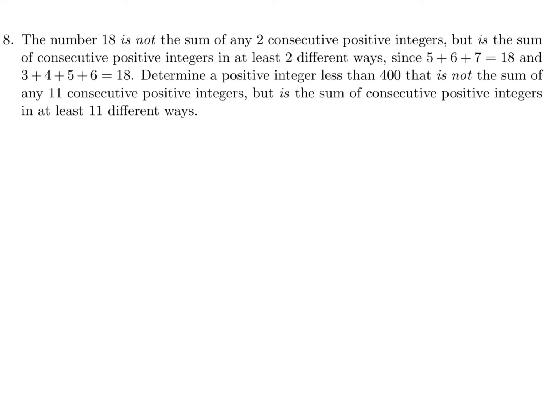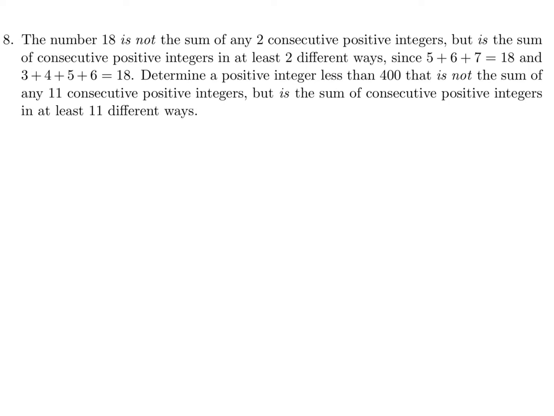The number 18 is not the sum of any two consecutive positive integers, but is the sum of consecutive positive integers in at least two different ways, since 5 plus 6 plus 7 is 18, and 3 plus 4 plus 5 plus 6 is 18. Determine a positive integer less than 400 that is not the sum of any 11 consecutive positive integers, but is the sum of consecutive positive integers in at least 11 different ways.